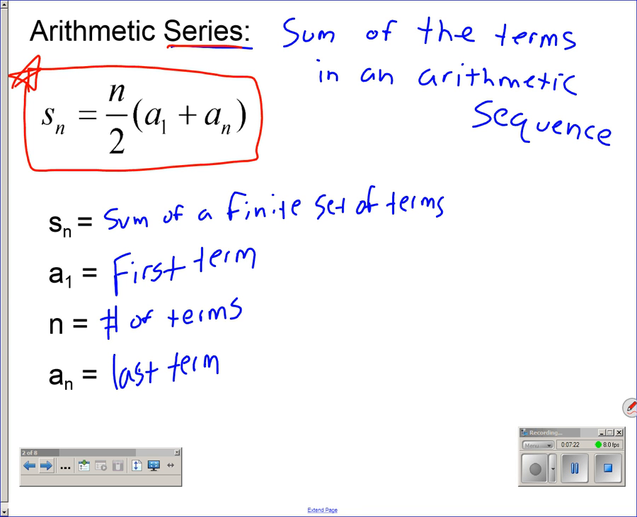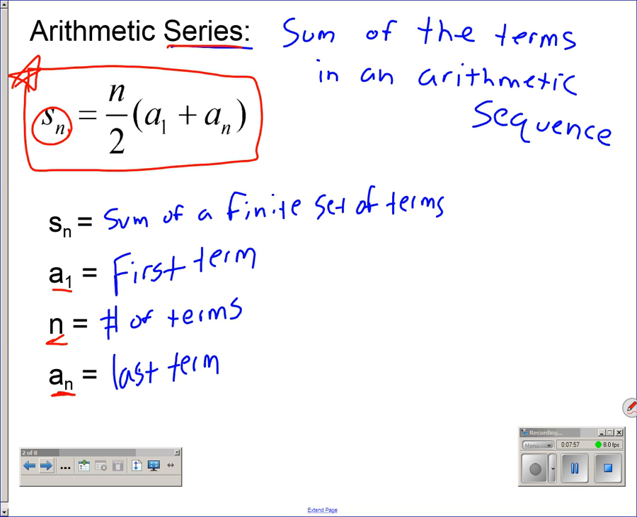What this is saying is that S sub n is the sum of a finite set of terms. Meaning, if I say S sub 100, it means find the sum of the first 100 terms in the series. Now, a sub 1 is still your first term. N in this case is the number of terms, so that's a little bit different. It's the number of terms that we're trying to add up. So if I say the sum of the first 100 terms, n is 100.